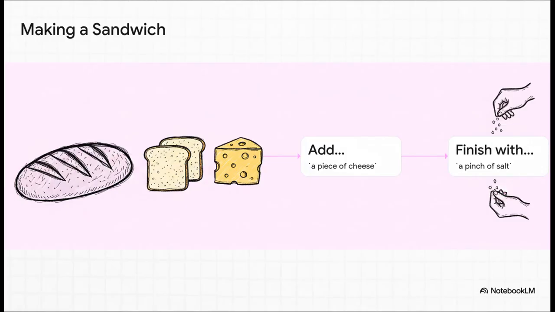Okay, time for a classic cheese sandwich. We start with the whole thing, a loaf of bread. Then, from that loaf, we take 2 slices of bread. We add a piece of cheese, and to finish it off, just a pinch of salt. Did you catch that? We went from a whole loaf all the way down to a tiny pinch. Quantifiers work at every single scale.